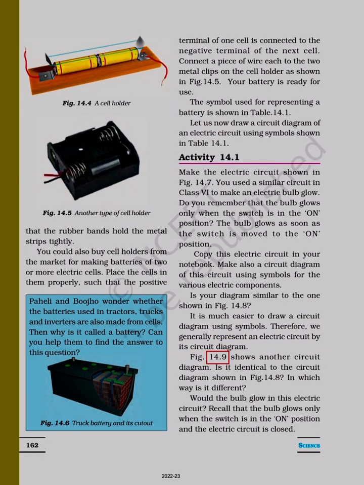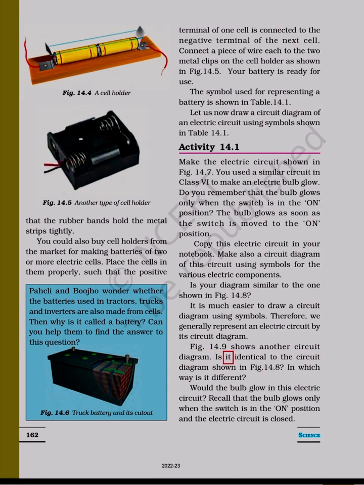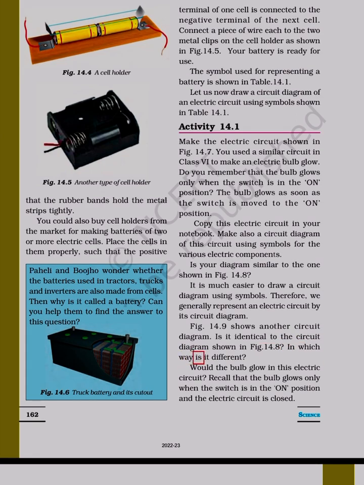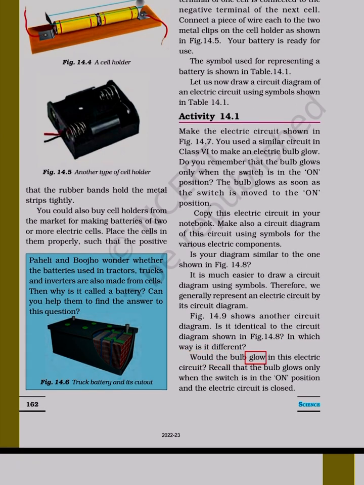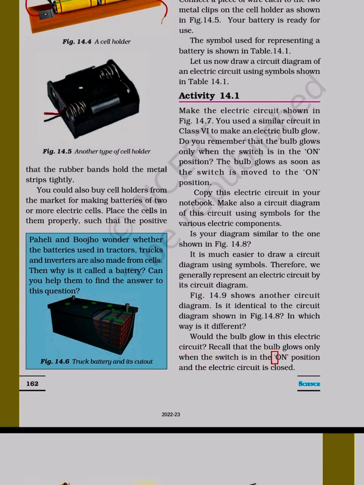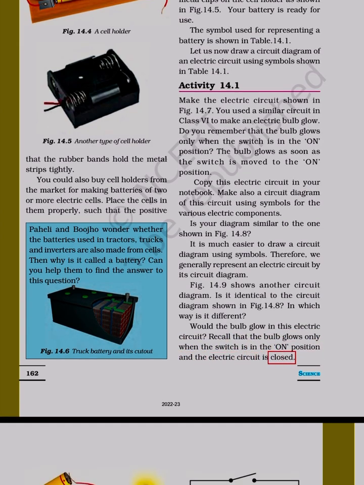Figure 14.9 shows another circuit diagram. Is it identical to the circuit diagram shown in Figure 14.8? In which way is it different? Would the bulb glow in this electric circuit? Recall that the bulb glows only when the switch is in the on position and the electric circuit is closed.